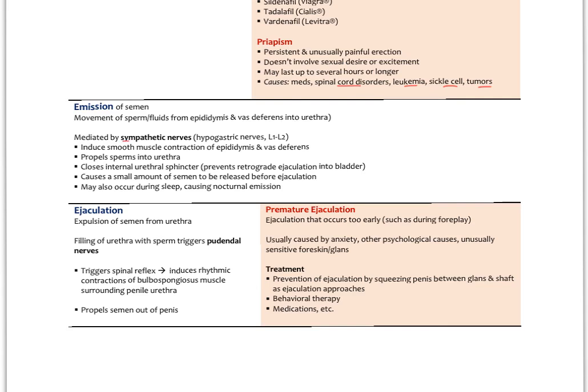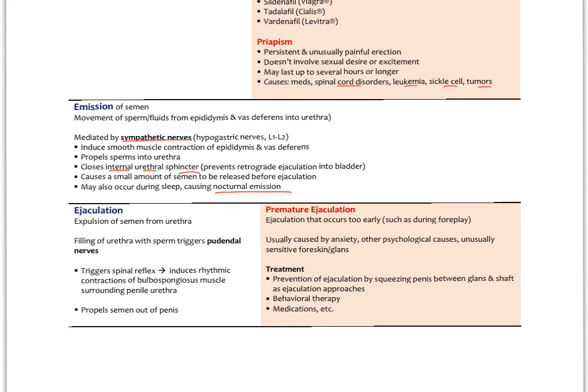It's mediated by sympathetic nerves, which originate around L1, L2, part of the hypogastric plexus. This causes the smooth muscle to rhythmically contract in the epididymis and vas deferens, and that propels the sperm into the urethra. Those same nerves will close the internal urethral sphincter, and that's going to prevent retrograde ejaculation into the bladder. It also causes a small amount of semen to be released before the ejaculation itself. This can occur during sleep, and that's called nocturnal emission. So emission is the first part, moving from the epididymis and vas deferens into the urethra.